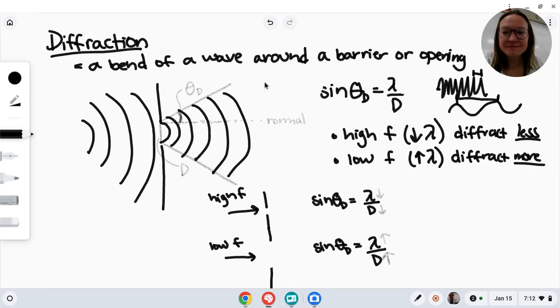Well, folks, that's a little bit about reflection, refraction, and diffraction of sound waves. Make sure that you understand the definitions of each of those three terms and how they're all different from each other, and also how they could each be applied to specific real-world situations.